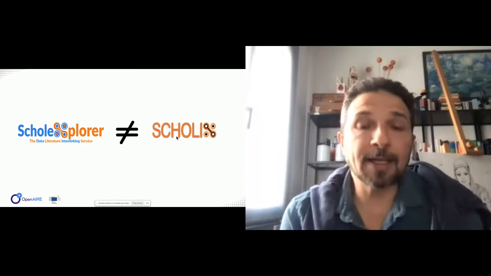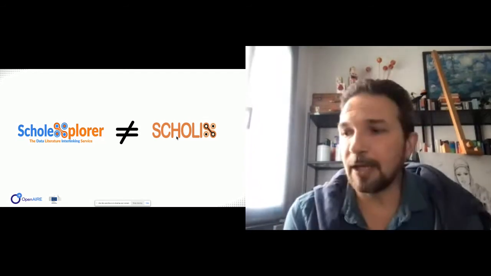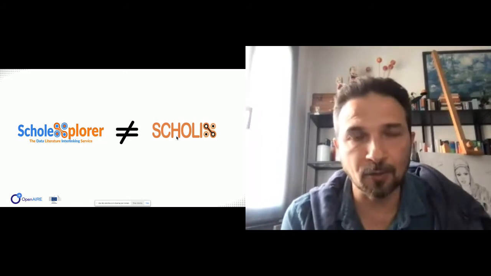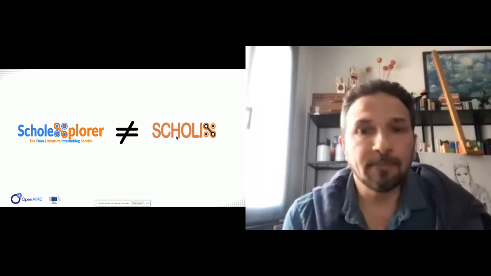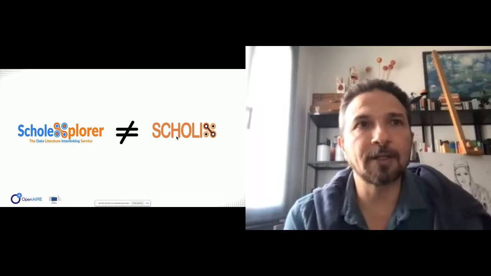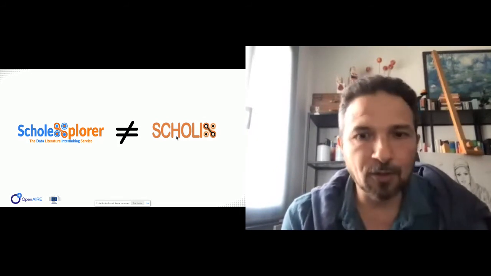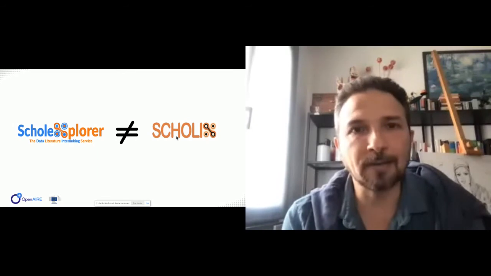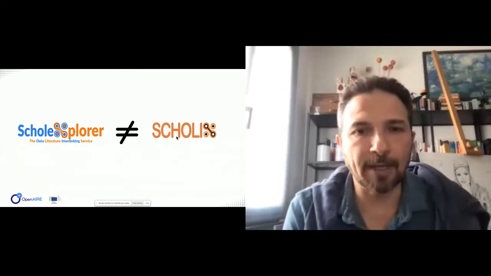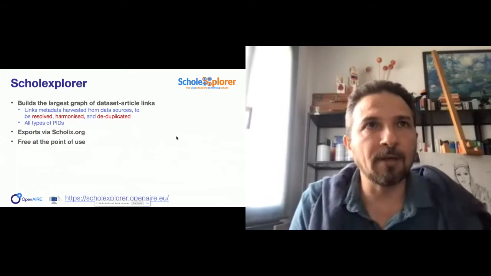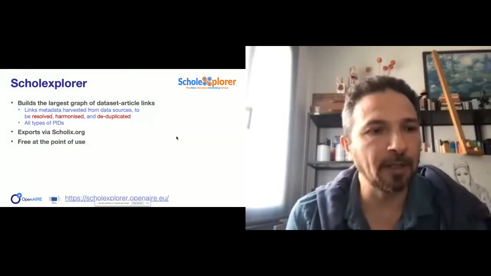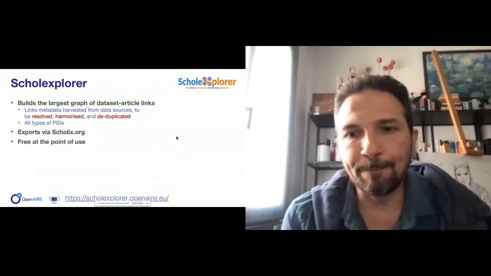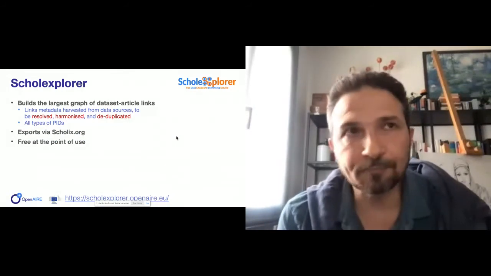Scholexplorer is instead a service that takes advantage of this framework, on the other side, let's say at the end of the stream. If the framework is adopted by data sources to export their links towards some form of third-party consumers, Scholexplorer is exactly one of those third-party consumers. It takes advantage of all the compatible sources, collects these links, and somehow aggregates them. So it builds today probably the largest graph collection of links between articles and datasets, and also datasets and datasets.